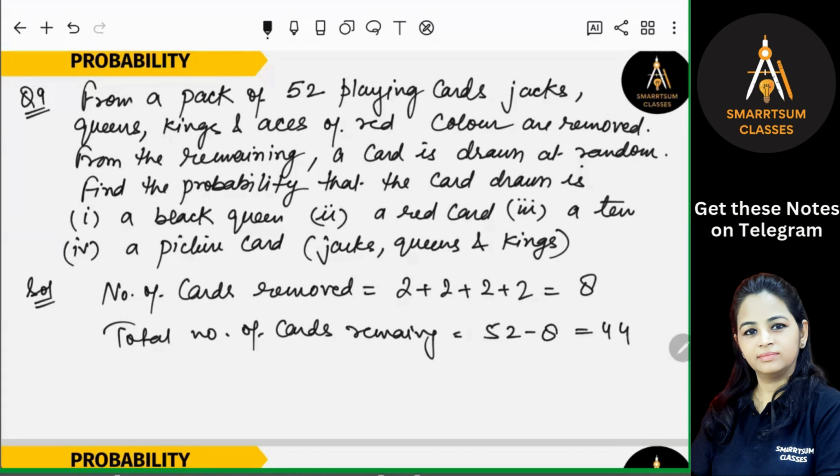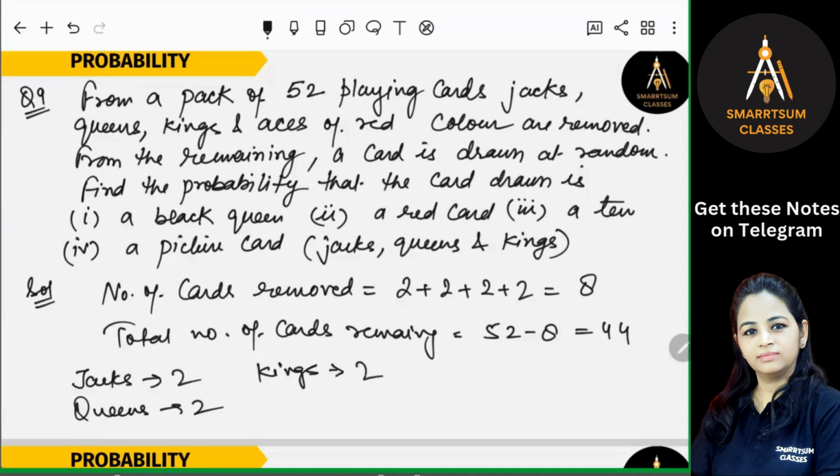Right? So only 44 cards are there in the deck. Is that clear? And now, if we talk about the face cards, because we have to find the probability of the face cards also here. So now, how many jacks are there? How many total jacks are there? Two, because two we have removed. How many queens are there? Two. So out of four, only two are left now because two we have already removed.